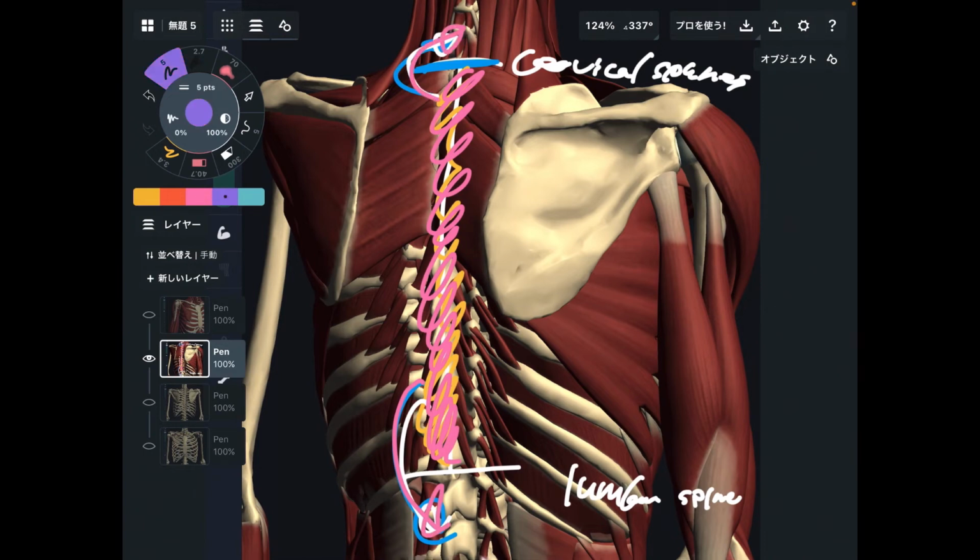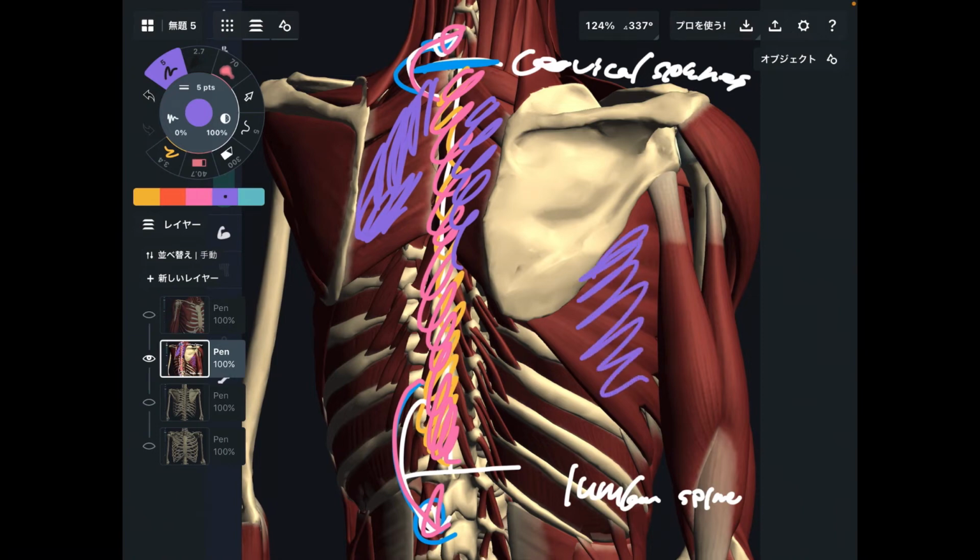Then this tightness can be from rhomboid, of course, because that attaches to thoracic spines. Maybe this tightness can be from serratus anterior. You can follow connection from ribs to scapula, scapula to thoracic spines. It's so important. And let's see, there's tiny muscles around ribs and thoracic spines.